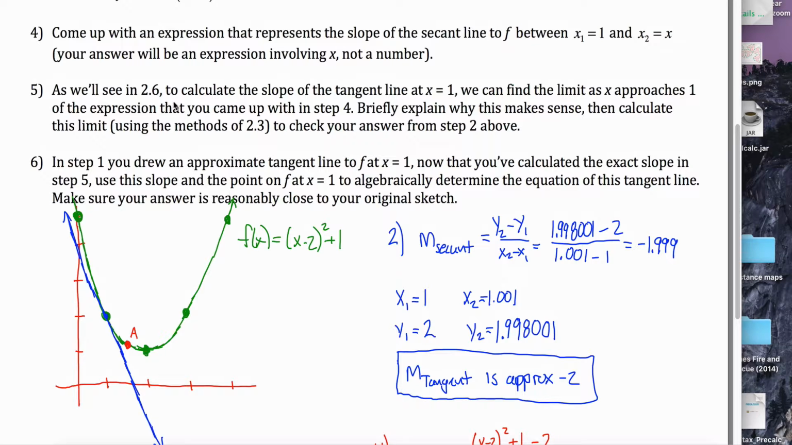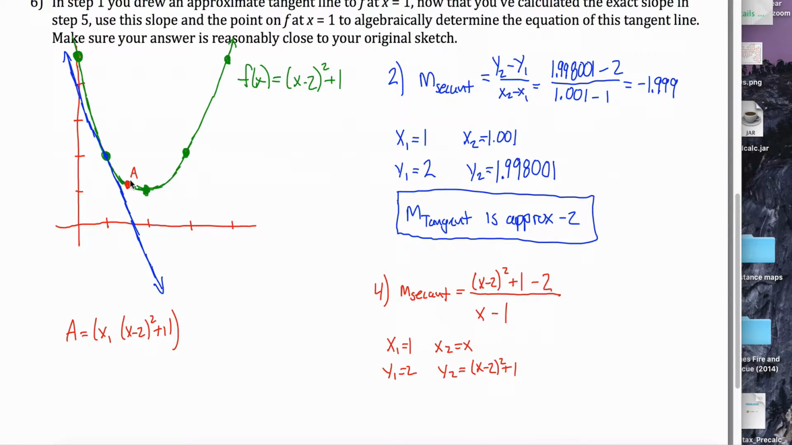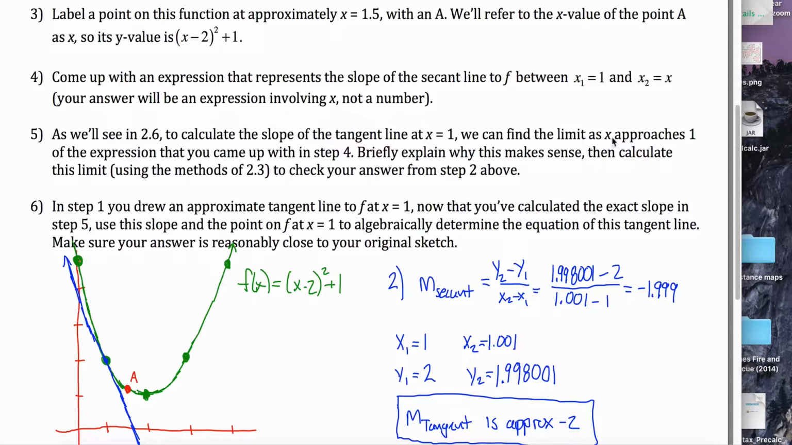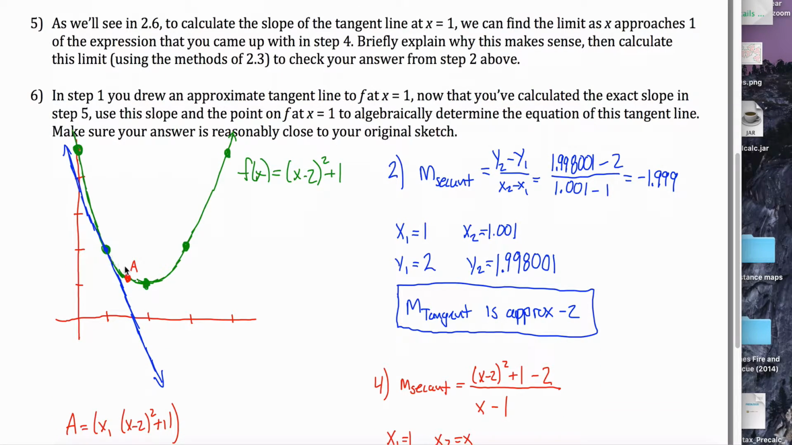Done. As we'll see in 2.6, to calculate the slope of the tangent line at x equals 1, we can find the limit as x approaches 1 of the expression that you came up with in step 4. So what it's saying is to calculate the slope of this blue line right here, I think about the slope of the tangent line, maybe between the blue point and the red point, as the red point gets really, really close to the blue point, mathematically, as x approaches 1. So briefly explain why this makes sense. I think maybe I just did that: the secant line gets really, really close to the tangent line as this red point gets really, really close to this blue point.